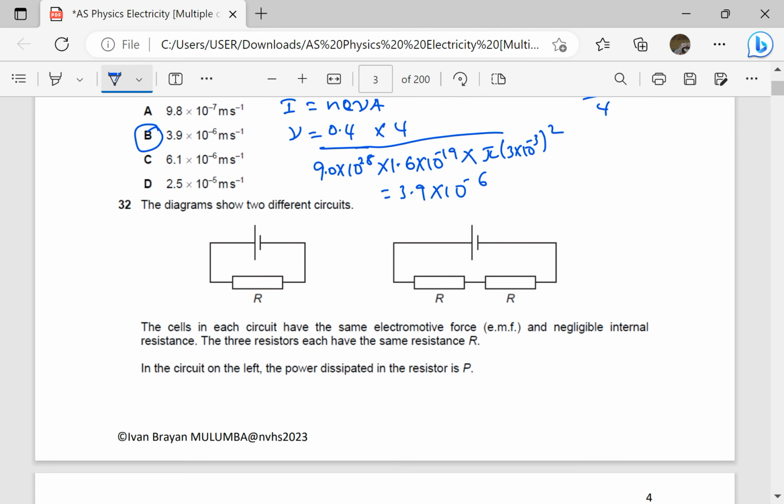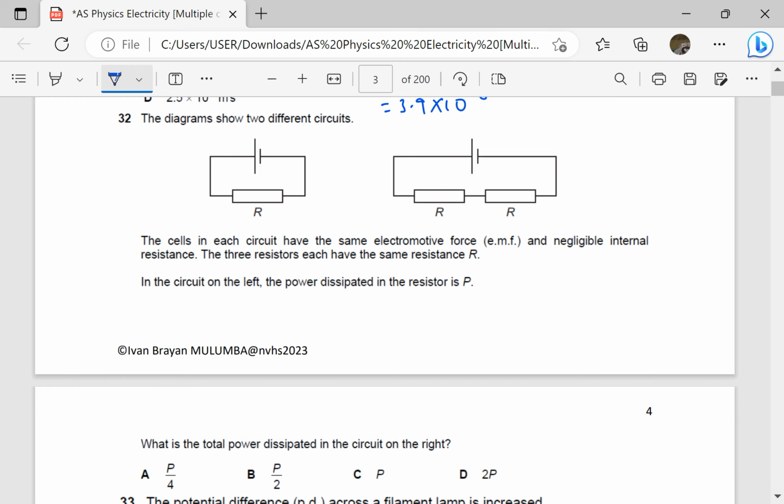The diagrams show two different circuits. The cells in each circuit have the same e.m.f and negligible internal resistance. The three resistors each have the same resistance R. In the circuit on the left, the power dissipated in the resistor is P, so power here is P. What is the total power dissipated in the resistor on the right?